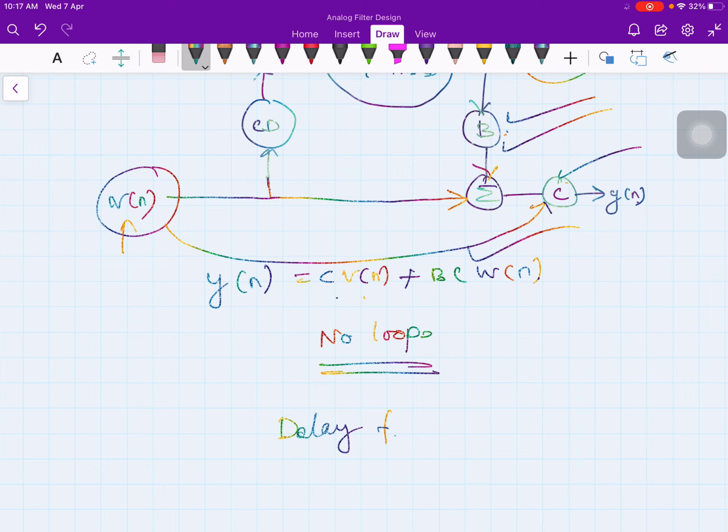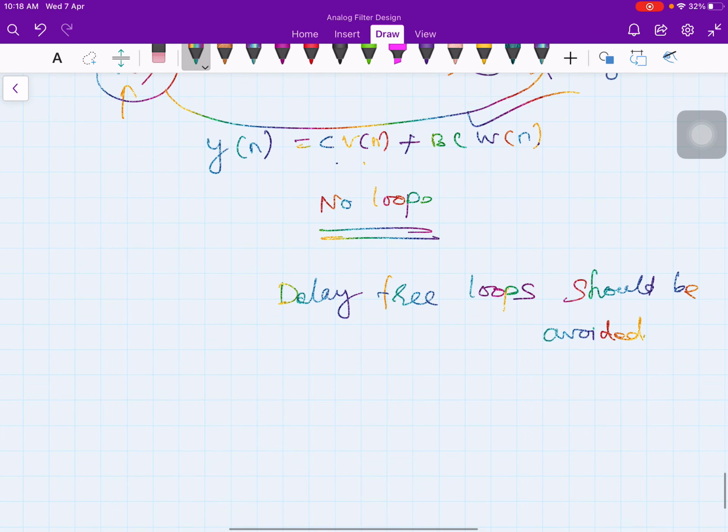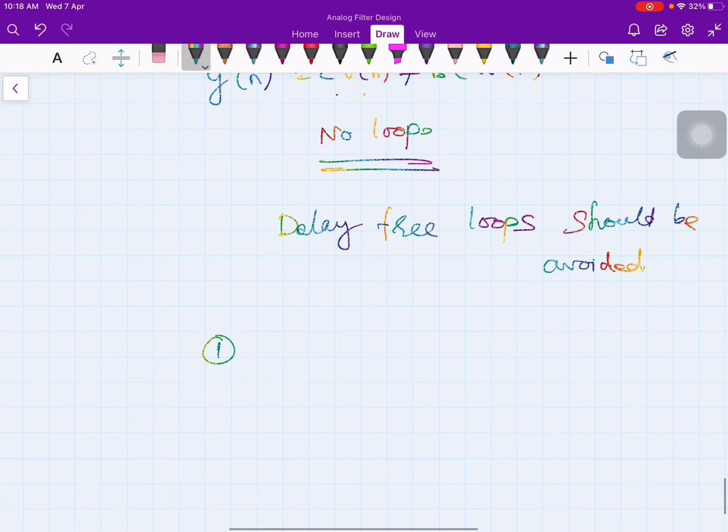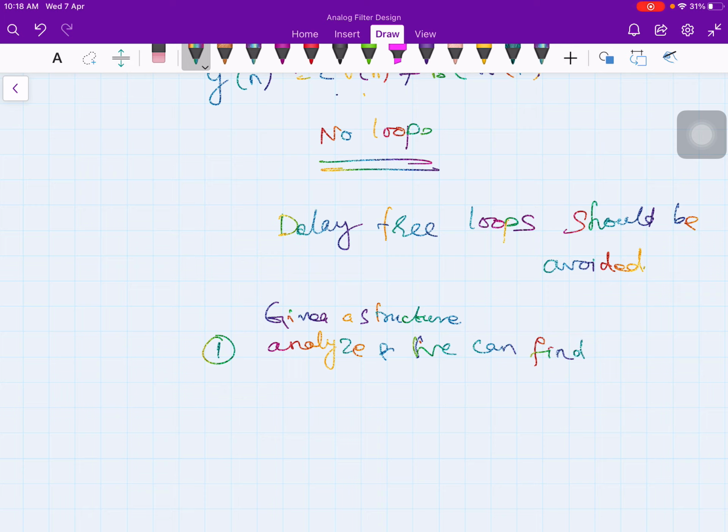Delay free loops should be avoided. I want to make 2 points here. Okay, so the first point is, given a structure, we can always analyze and we can find the transfer function. Given a structure, we can always analyze and we can find the transfer function.